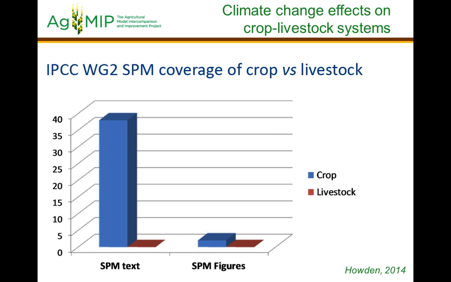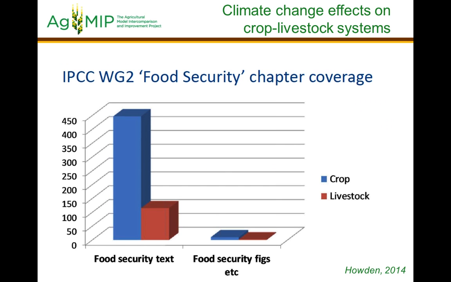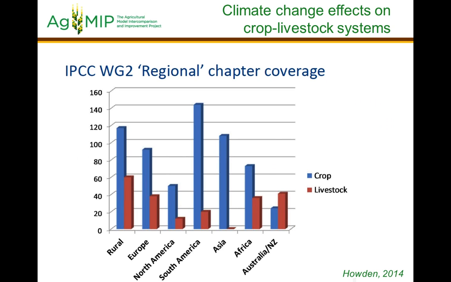Well, these slides, I've stolen them from Mark Howden from CSIRO. He had a look at the latest IPCC report and compared the information in that report on cropping systems as compared to livestock. And the figures are quite remarkable. So here in the summary for policymakers, that is what SPM stands for, you see that actually livestock is just not mentioned at all. So that is quite remarkable.